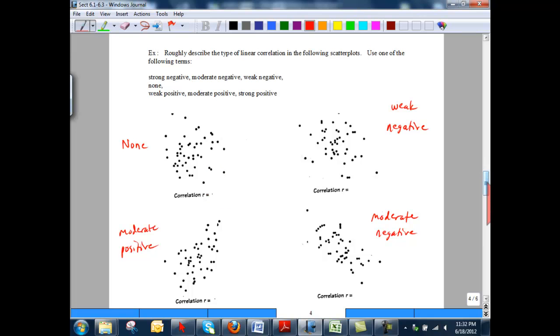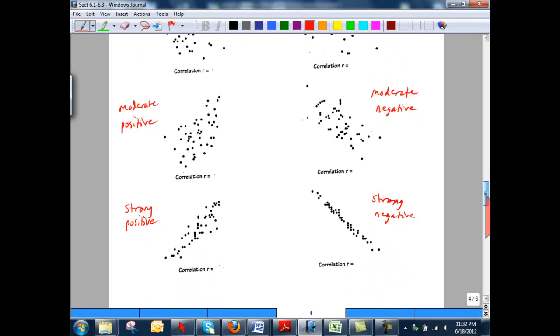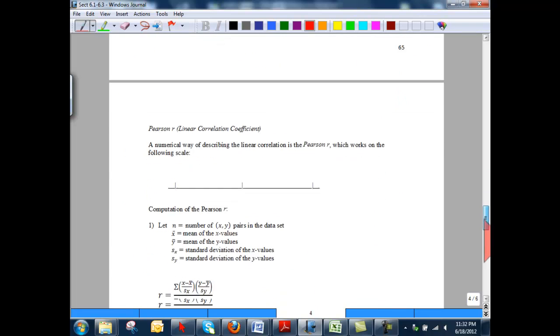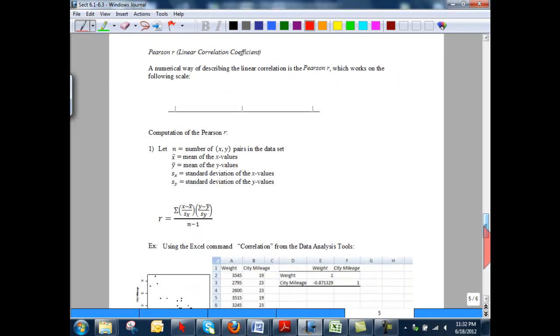So, those are adjectives that describe the strength of correlation. Let's continue to get more specific and actually talk about a number. There is something called a linear correlation coefficient. It's also known as the Pearson R. And it describes correlations on the following scale. The Pearson R, or the linear correlation coefficient, can be any number between -1 and +1.